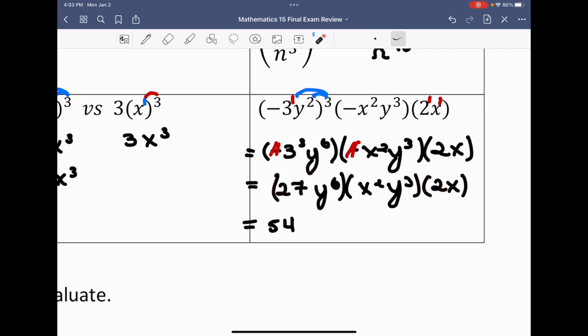We're now going to add the exponents of our y. y6 times y3, that's going to become y to the 6 plus 3, which is y9. And then this is multiplied to x squared times an x1. If we have x squared times x1, we add those exponents together, that's x to the third. So we have 54, y9, x3 is the simplified solution.